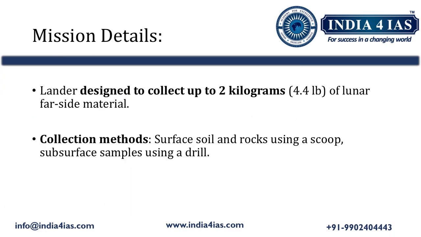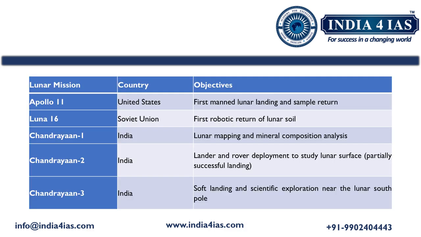The lander is designed to collect up to 2 kilograms of lunar far side material. The surface soil and rocks are collected using a scoop. Scoop means a spoon-like structure. The subsurface samples are collected using a drill, by drilling a hole. So this is all about the Chang'e-6 mission, its objectives, its life cycle, and the different phases of the Chinese lunar exploration mission. Now we will discuss a few of the important international lunar missions, including Indian ones.